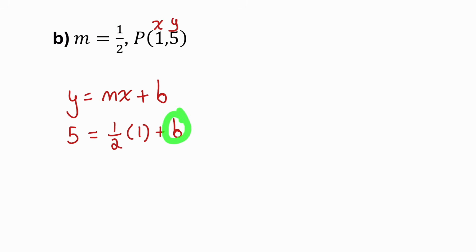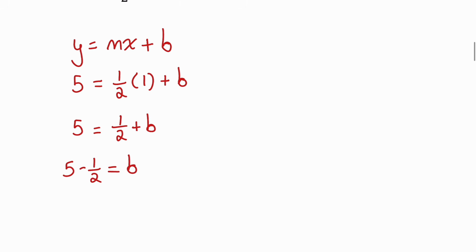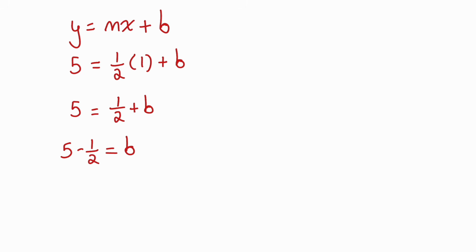And now I have to solve for b. Well, a half times 1 is just a half. And then to isolate b, I'll have to subtract this 1/2 to the other side. And then when subtracting fractions, we need a common denominator. This 5 is right now a 5 over 1.